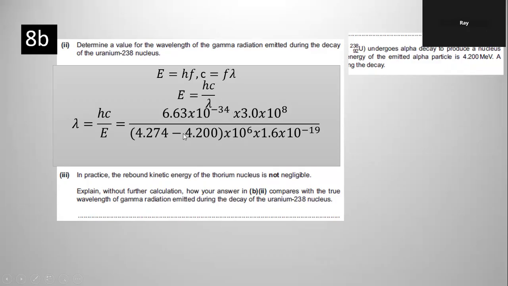And then this one minus that. And 10 to the power 6 for mega. Then times 1.6 times 10 to the power minus 19. Change it to joule. Any time will cut off. In practice, the rebound energy of the thorium nucleus is not negligible.